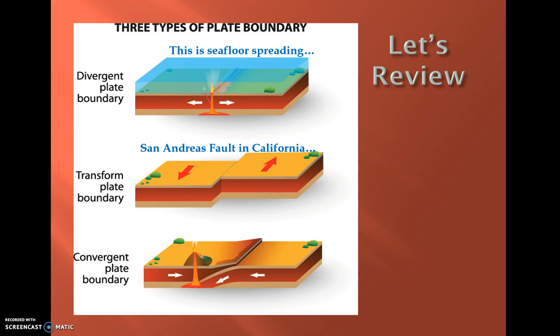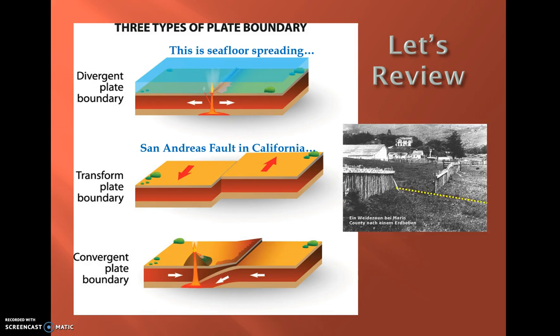Okay, so the top one is seafloor spreading, and then you have the San Andreas Fault in California. This is actually a picture of the San Andreas Fault, and you can see that the fault line runs where the dotted line is. You can't see it just with your general eye, but that's where the fault line is, and this fence used to line up, and when those plates moved, it made the fence offset.